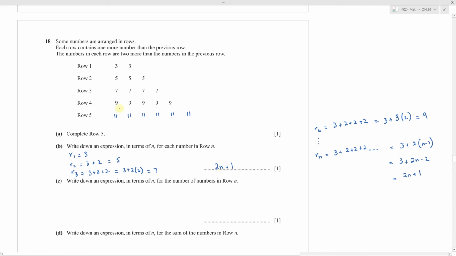So your nth row, the number will be 2n plus 1. You can check it as well. So if you have row 4, you substitute 4 here. 4 2's are 8. 8 plus 1, 9. So you have 9 here.